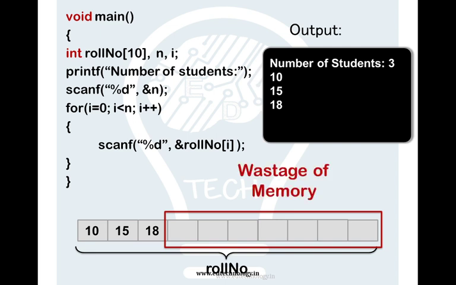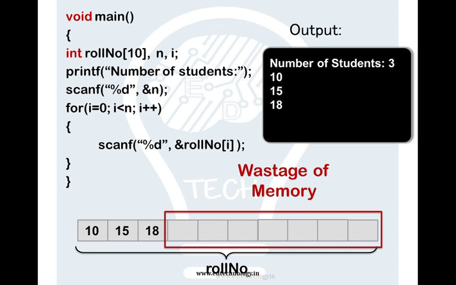So now what happens is, there will be a lot of memory wasted when the array size is bigger and we have less data stored in that array. Alright. So this is something very crucial.